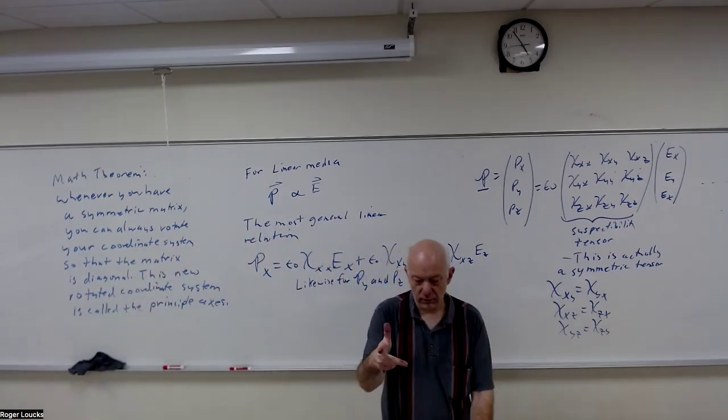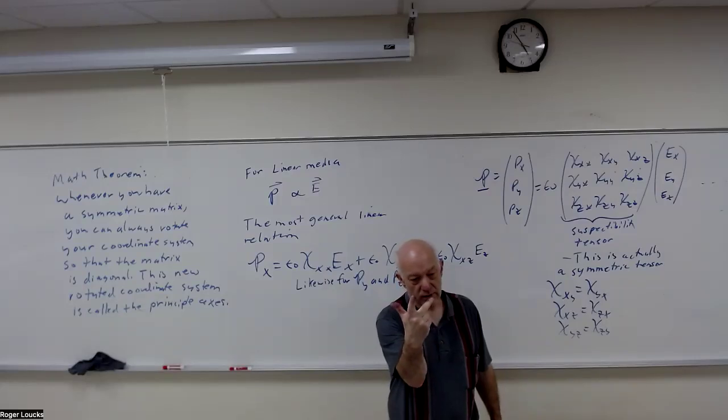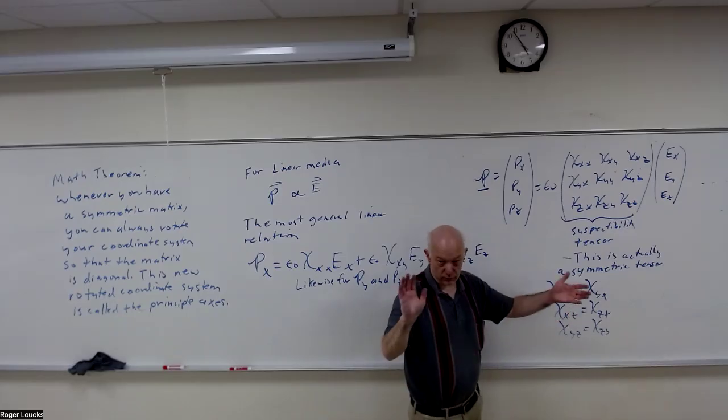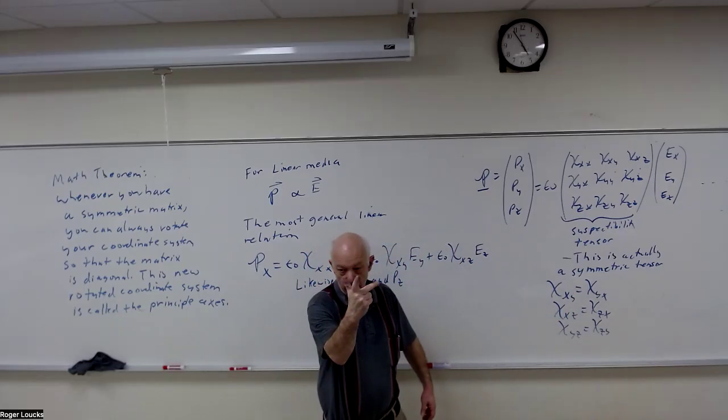Instead of having a coordinate system like this, x, y, z, we're going to rotate it somehow like this. And in this frame here, the matrix will be diagonal. You can always do that. That's always possible. We're going to call these new rotated axes, with the diagonal matrix, the principal axes.